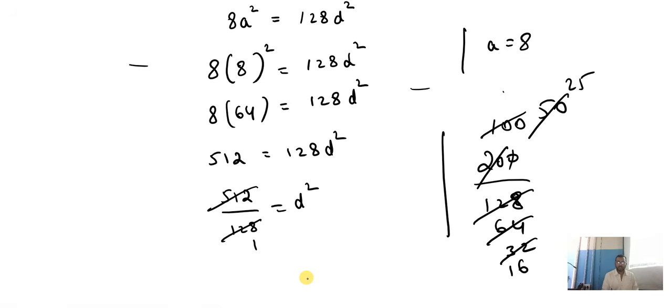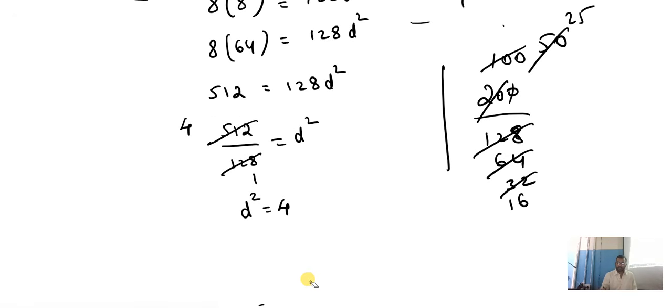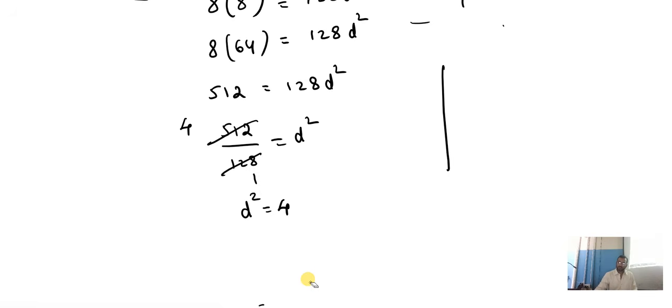128 ones are 128, 128 twos are, sorry, 128 fours are 512. D square is equals to 4. Now we can say D is equals to, square come this side, square root of 4. Actually it is plus or minus square root, but always we prefer positive. So it is plus root. So D is equals to plus 2. Clear?